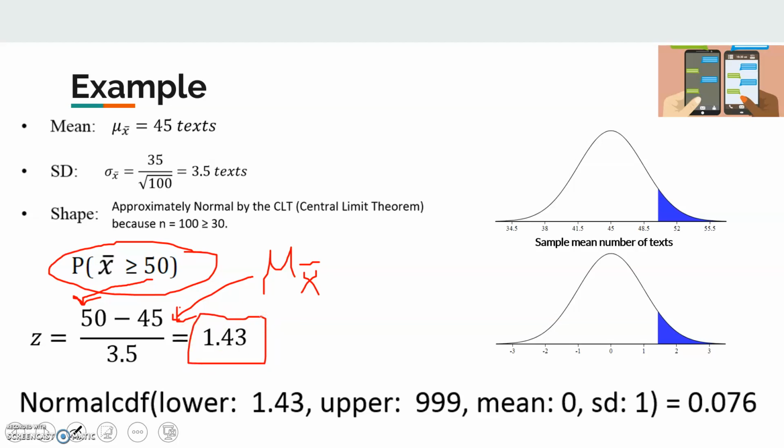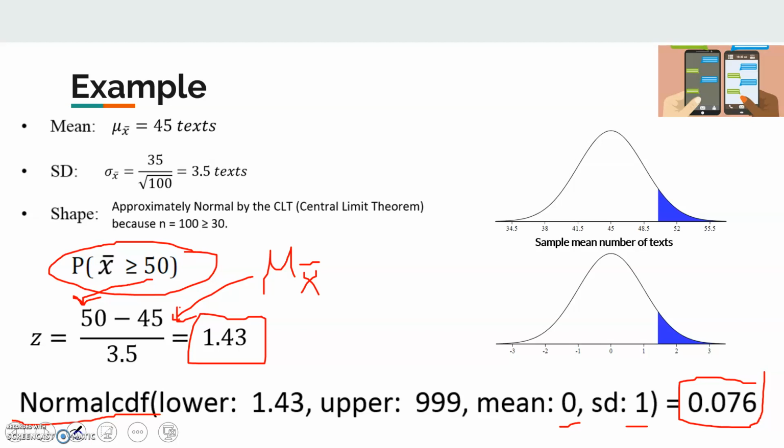The z-score is 1.43 if you do all of that correctly. Now notice, look at the normal curve to your right. It's very helpful to draw so you know which way to set your calculator work up. So right here it's normal CDF, lower 1.43, upper 999, mean 0, SD 1, giving you a probability of 0.076, or about 7.6%.